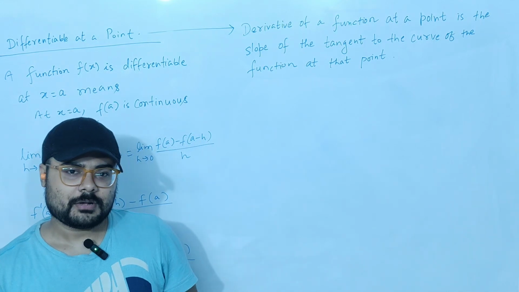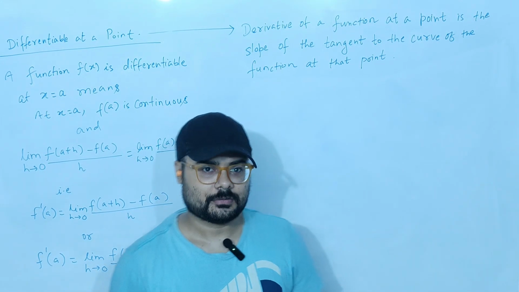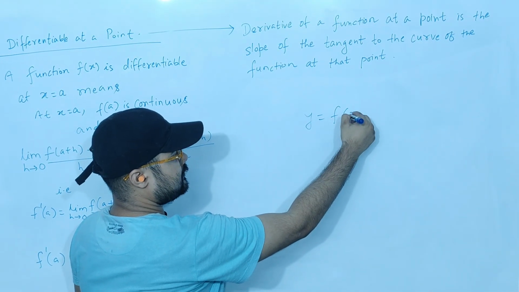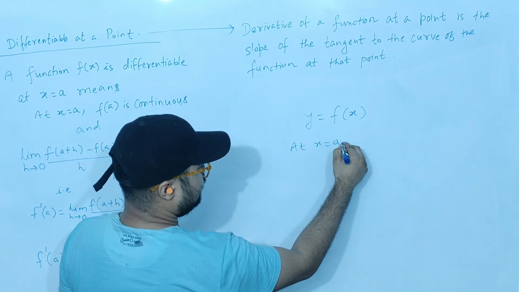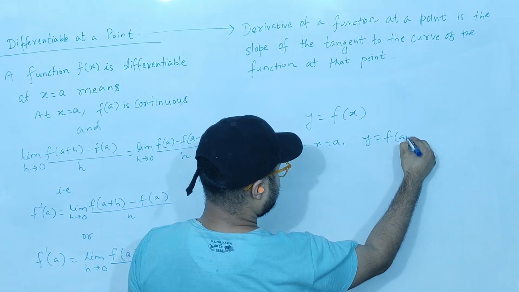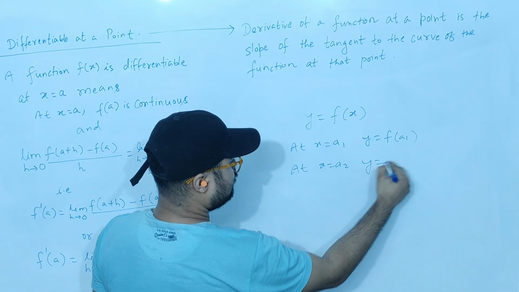Hi. Now let's look at rate of change of a function. That means if a function is y is equal to f of x, at x is equal to a1, y is equal to f of a1. At x is equal to a2, y is equal to f of a2.